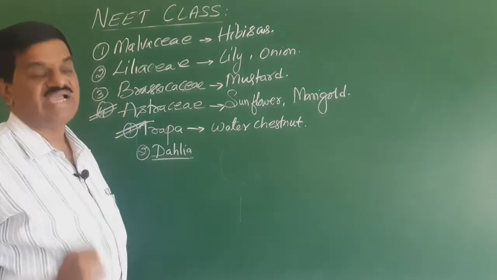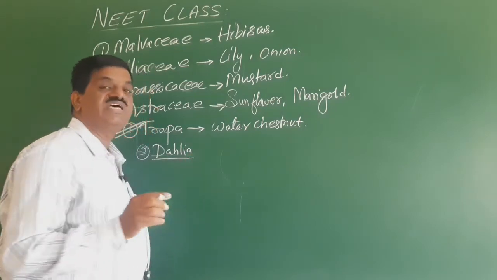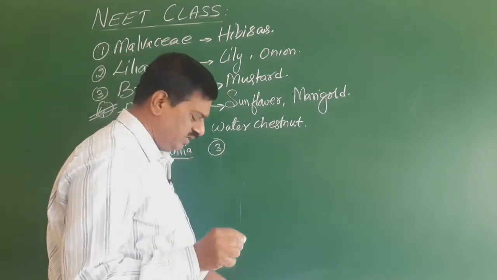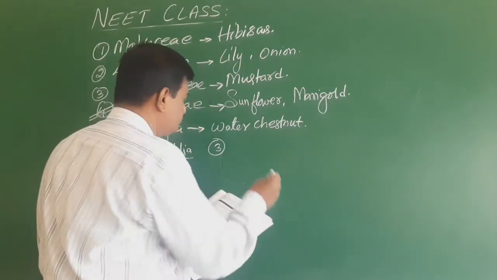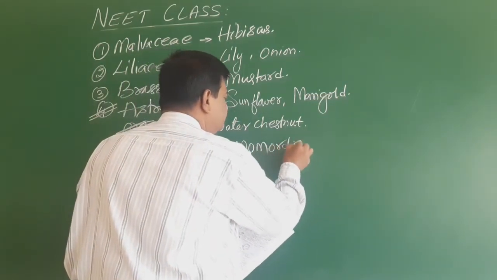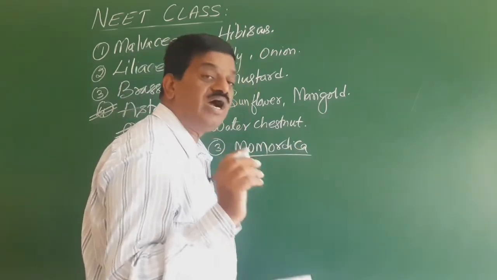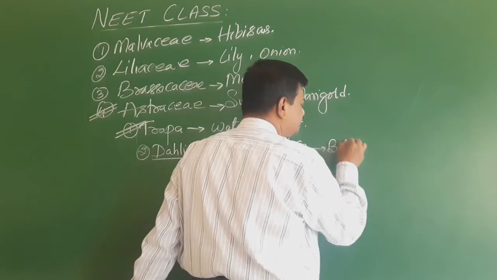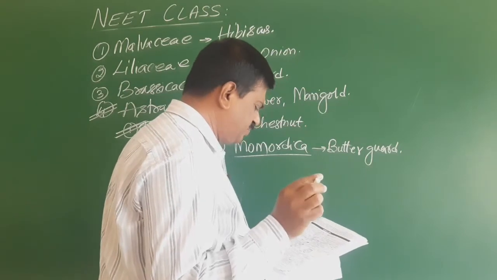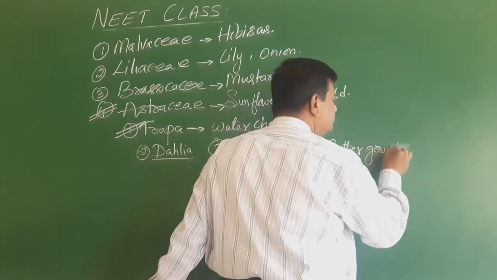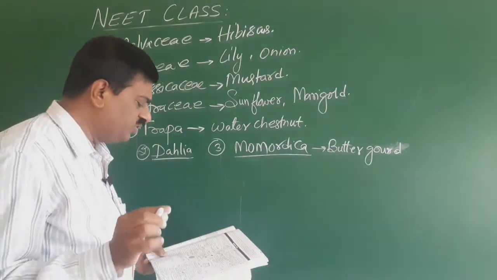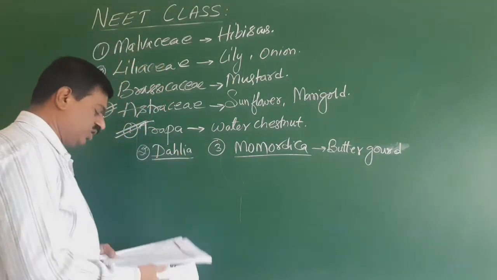Dahlia, this is not the answer. In Kannada we call this Deraval. So this is not the answer. When we go for the third one, it is called Momordica. This is commonly called bitter gourd. In Kannada we use the word agalkai. So this is also not the answer.